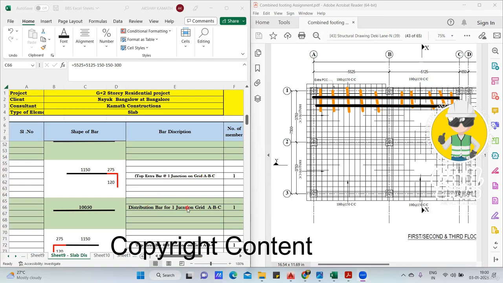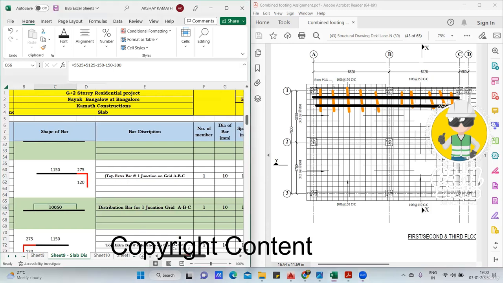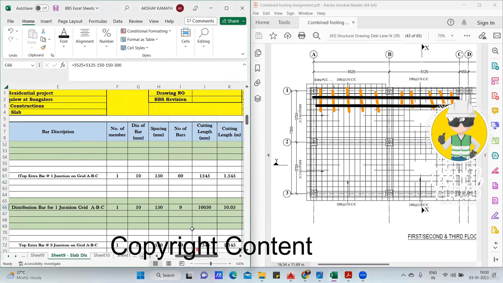Whatever you have written, the same thing you write. Only the thing is, it was top extra bar. Here it is a distribution bar. Okay, or you can write distribution bar, distribution top extra also you can write. Fine. After that, the important thing is to find the number of bars, right? How will you find the number of bars?